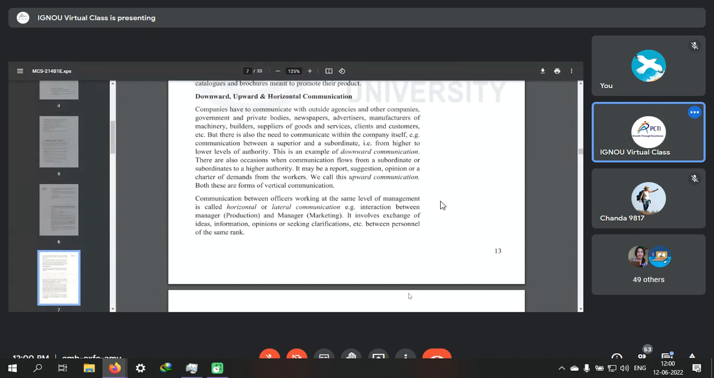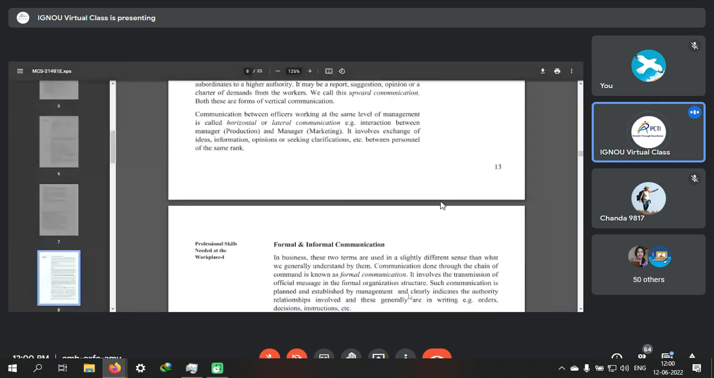Horizontally, if I am talking about, they are talking about the same level. Okay, same level of management. For example, I am the HR head, and you are the marketing head. I am the HR head, so we are at the same level, but our department is different, but we are at the same level, so we can talk to each other. This is called horizontal communication. This comes in your short notes.